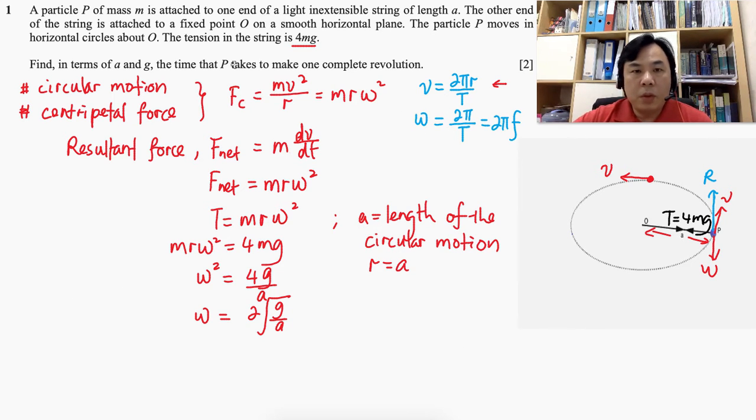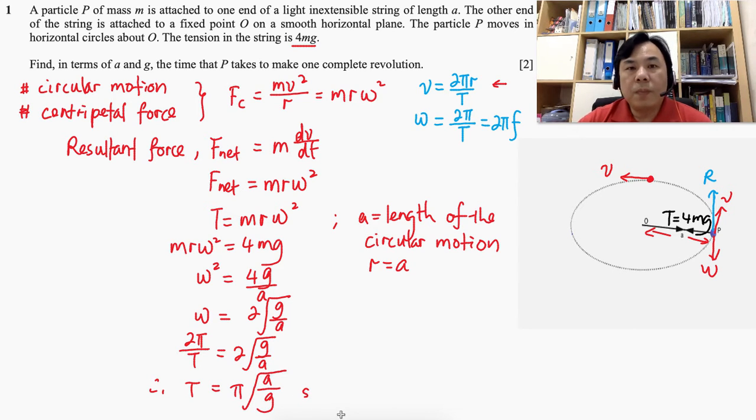But what I'm interested to get is the time period. So for the time period, this omega is given by 2π over T here. Therefore, it should be equal to this. You can see that. Now, finally, of course, you will be able to obtain the time period, which is the same as this one here, unit second. There you have it.